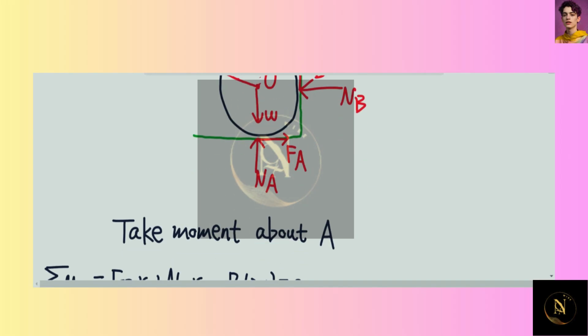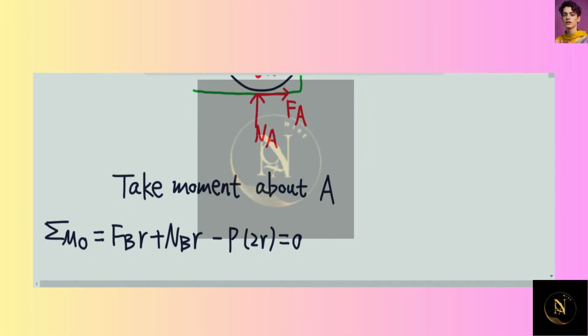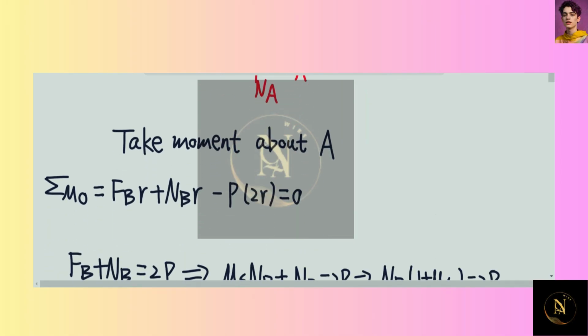Okay, so this is the force diagram for the hoop. Let's take a look at the moments about point A. Consider counterclockwise moment as positive, therefore clockwise moment is negative. And this will give us such equation here. Eventually, we'll have Fb plus Nb is equal to P. Fb is the friction at point B, Nb is the normal force at point B.